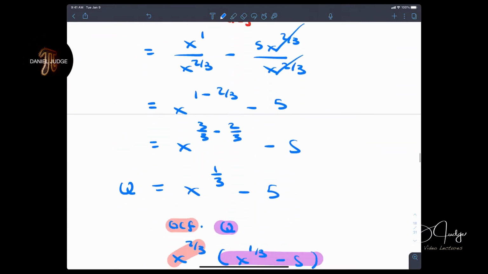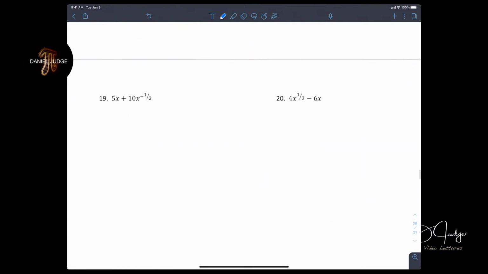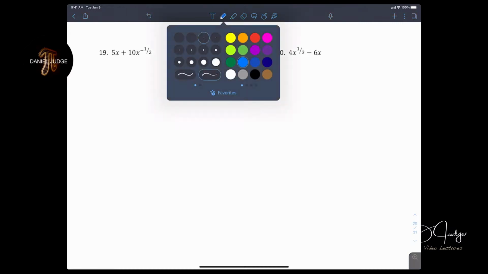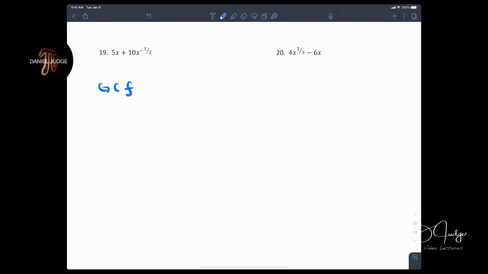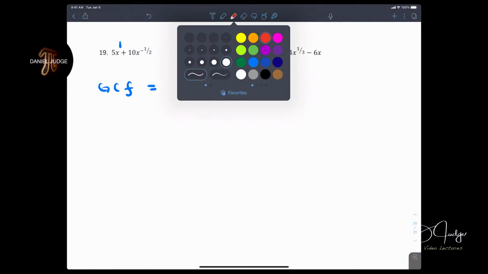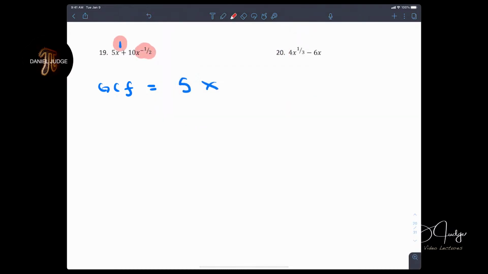All right, here we go. Number 19. Okay. We're getting better and better with this. Greatest common factor, the GCF of 5 and 10. Do the numbers separate from the letters. Now notice the power. We need the smallest power there. We're comparing for the variable x, 1 and negative 1/2. The smallest power here is going to be negative 1/2. So I now have the GCF. So it's always the variable to the smallest power. 1 versus negative 1/2, negative 1/2 is smaller.